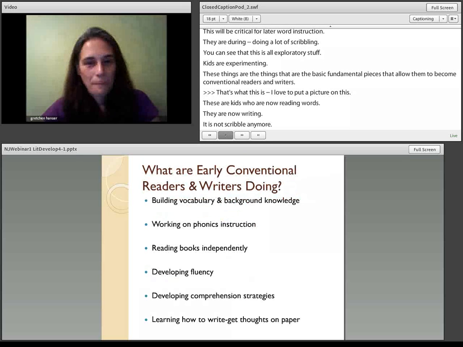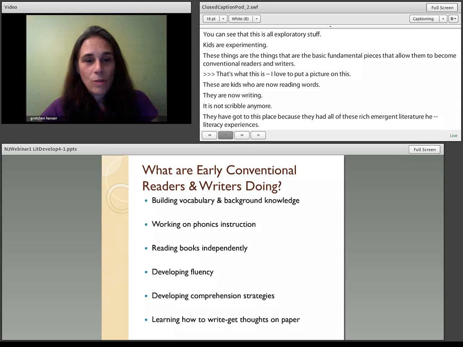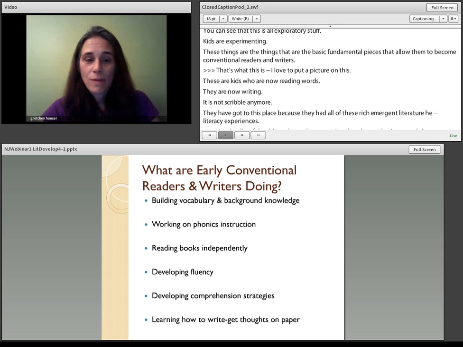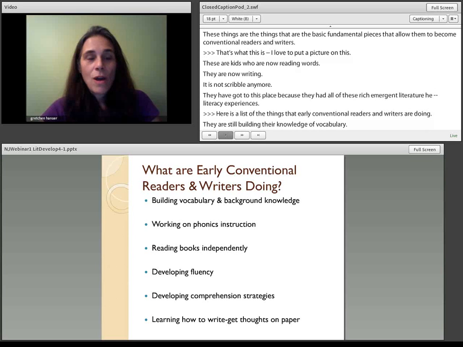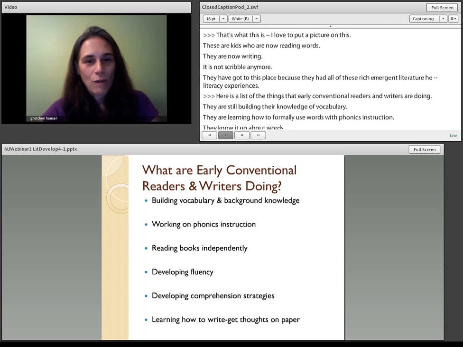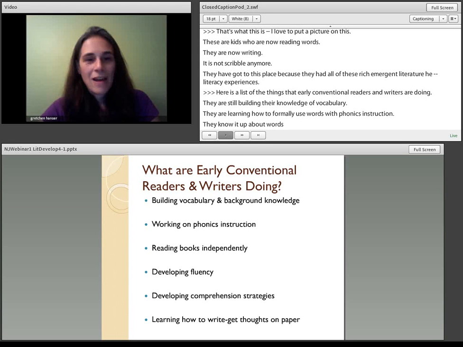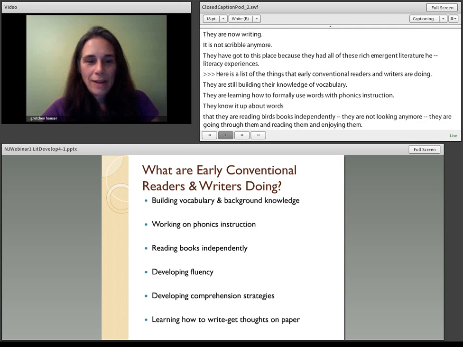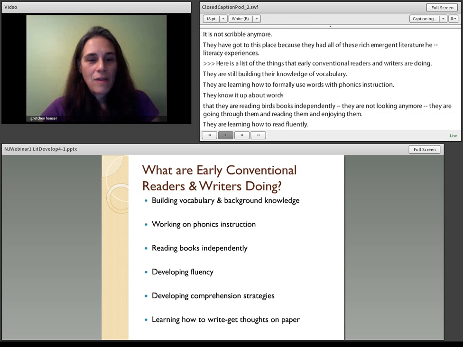And here's just a list of the things that early conventional readers and writers are doing. They're still building their knowledge of vocabulary and knowledge of the world. They're learning how to formally read words with phonics instruction. They know enough about words now that they're reading books independently, right? They're not fanning them and flipping anymore. They're going through them and reading them and enjoying them and knowing what they mean. They're learning how to read fluently. They know enough words so they can read them quickly enough that they can understand the actual sentences.